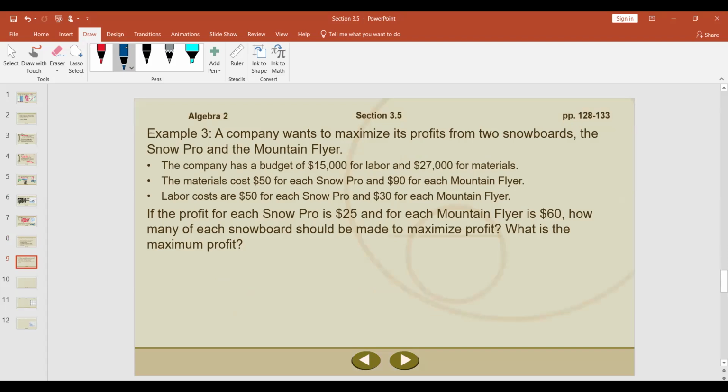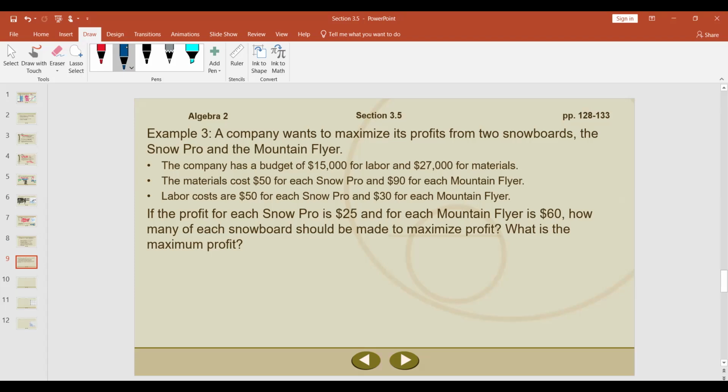So example 3, the company wants to maximize its profits from 2 snowboards, the Snow Pro and the Mountain Flyer. So I've organized the information we have. The company has a budget of $15,000 for labor and $27,000 for materials. The material cost is $50 for each Snow Pro, $90 for each Mountain Flyer. The labor cost is $50 for the Snow Pro, $30 for the Mountain Flyer. So if the profit for each Snow Pro is $25 and for each Mountain Flyer is $60, how many of each snowboard should be made to maximize profits? And then what is that maximum profit?